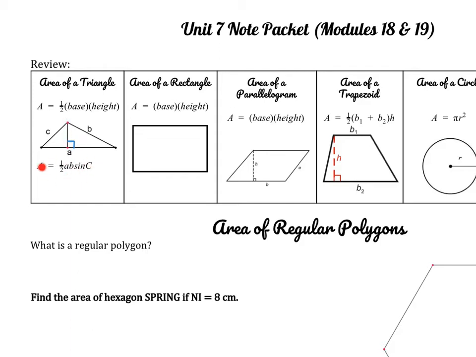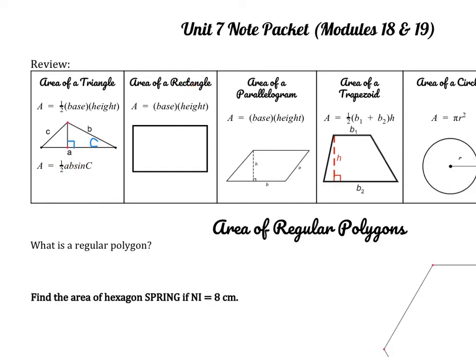We also learned that you can find the area if you know one of the angles, and you can find it with the formula 1/2 AB sine of C. So if you look at this figure, here's side A, here's side B, this would be angle C. So if you know two sides and the included angle, you can find the area using this formula.